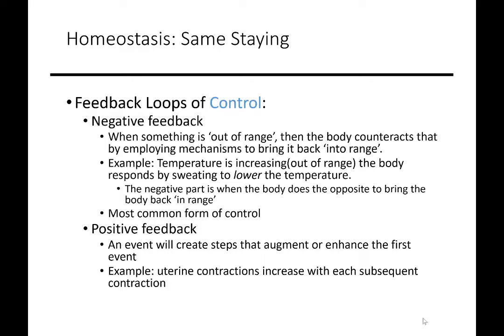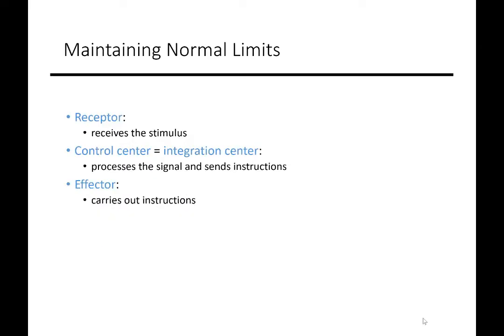So this is written out in a more descriptive way, what I just said earlier about negative feedback: when something's out of range, the body's trying to put it back in range. And it's the most common form of control. And the positive feedback is going to be augment or enhance.